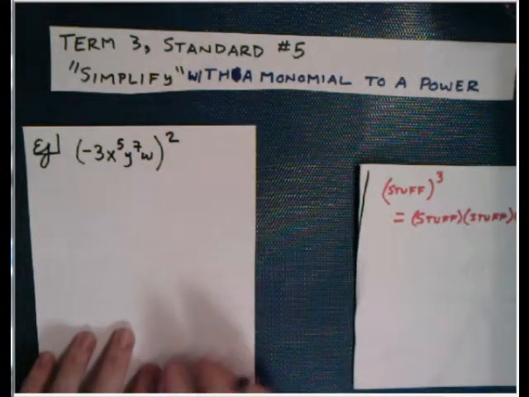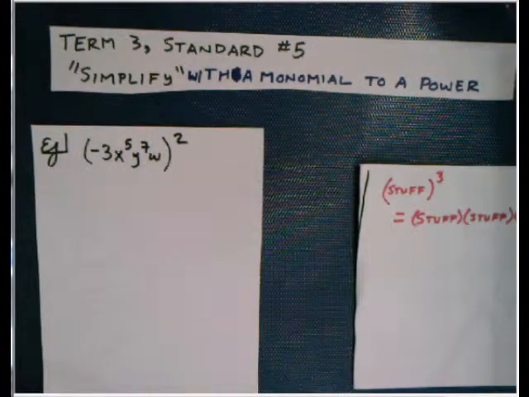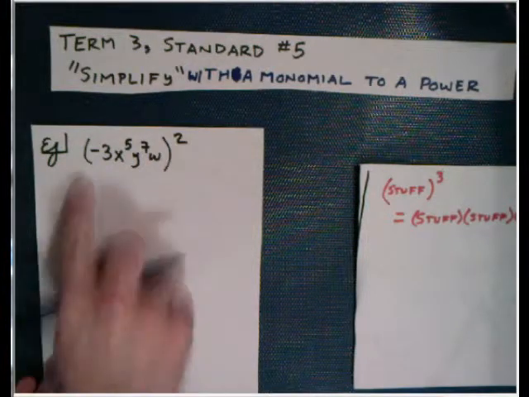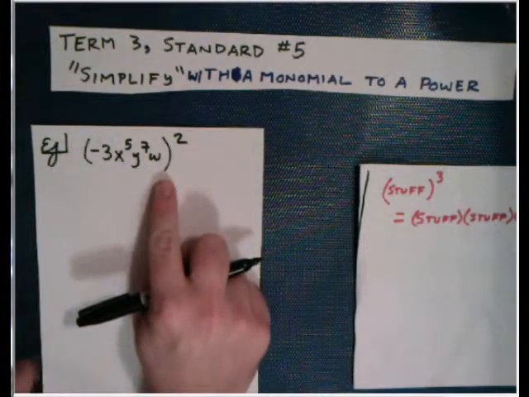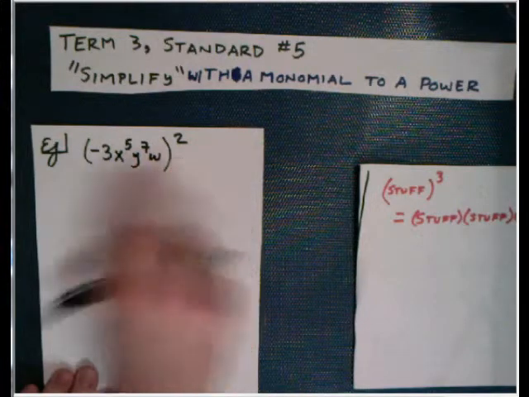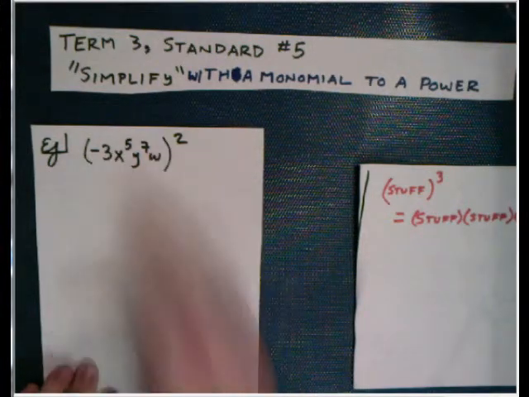Let's go with this. So notice in this case there's nothing out in front of the monomial. We've just got the parentheses, the monomial expression taken to a power. So we're not going to worry about doing that last step. We're just going to have to simplify that guy.